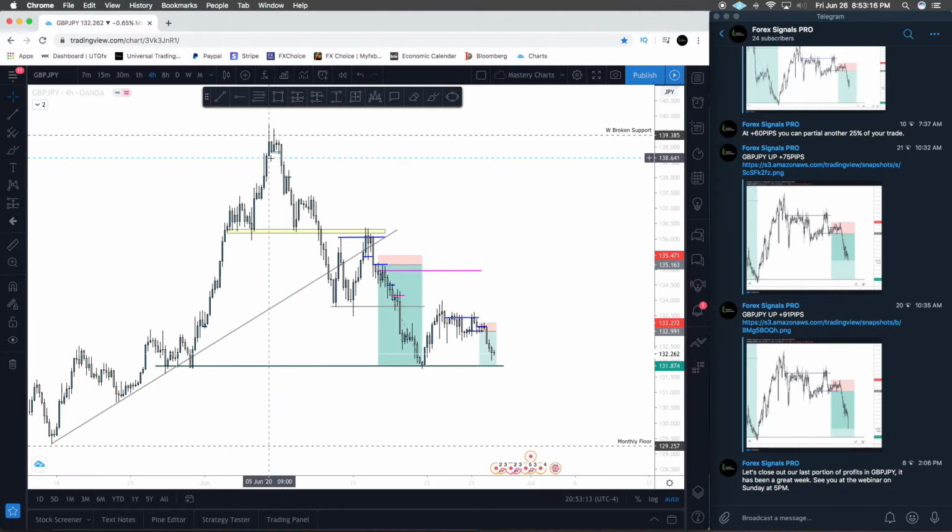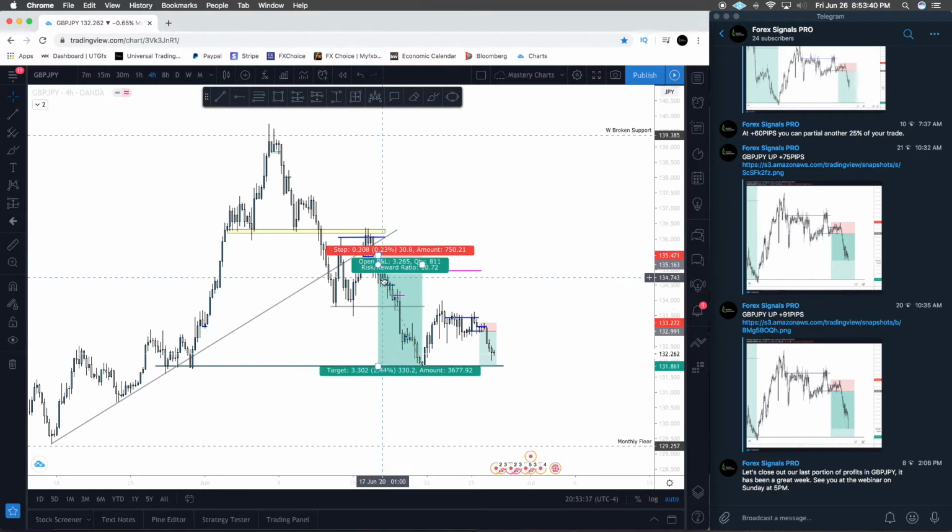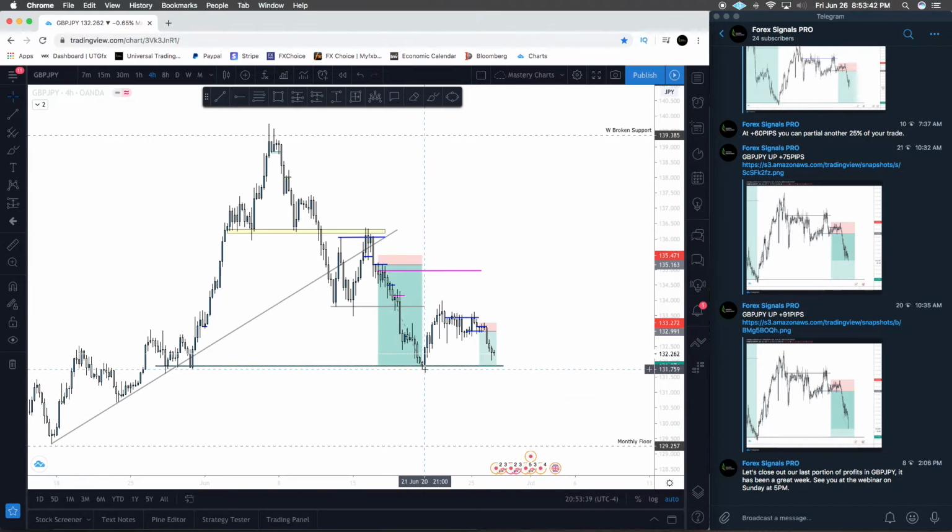On this H4 time frame, we could see that price came back to this weekly broken support, then price transitioned here. When price transitioned, price came back to this level, and then price broke through. When price broke through, you could see that price came back, tried to break higher, tested this level before transitioning lower to give us this leg.